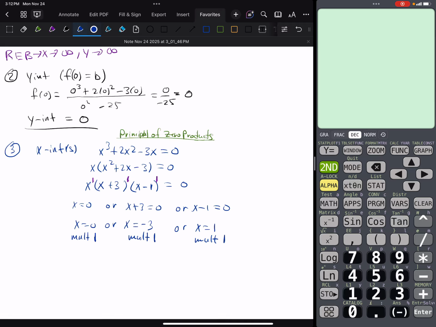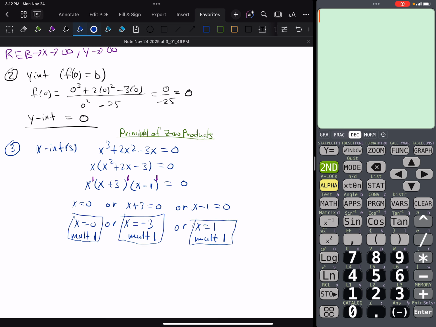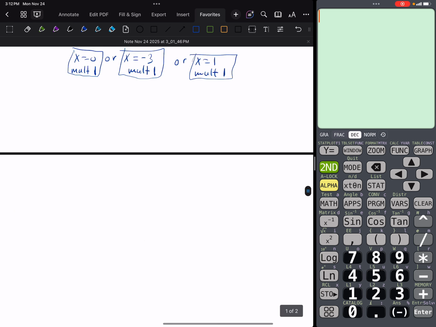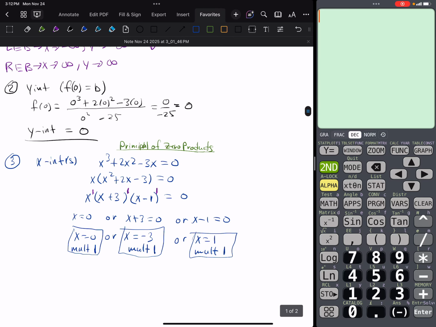If I have an odd multiplicity 0, it passes through the axis. If I have an even multiplicity 0, it bounces off the axis. And that's why I'm being so careful to identify not only the 0, but also the multiplicity of that 0, because it changes the behavior of the graph as it works around that axis.